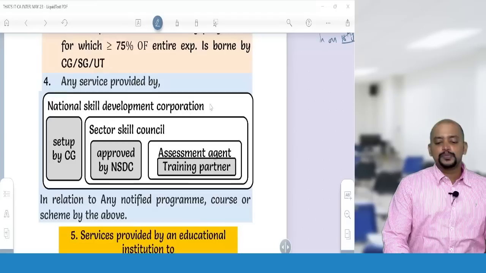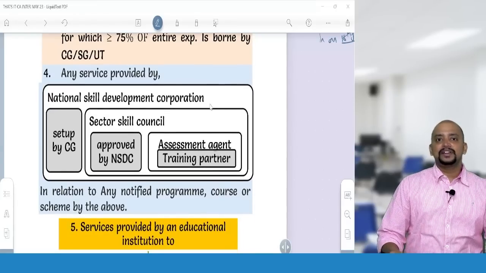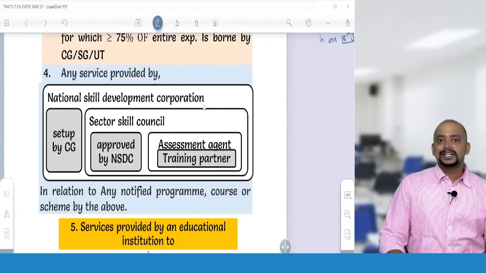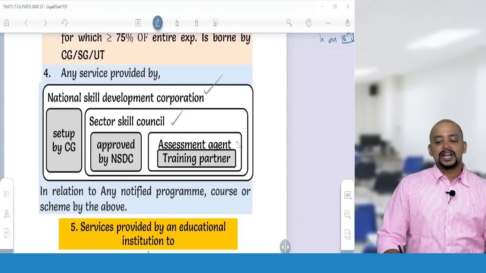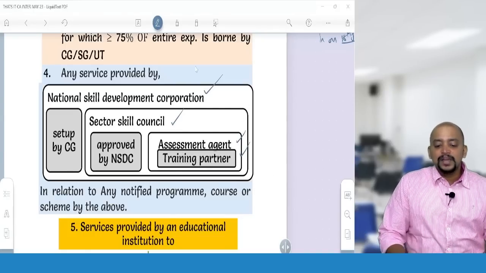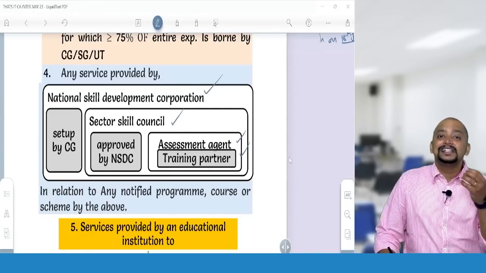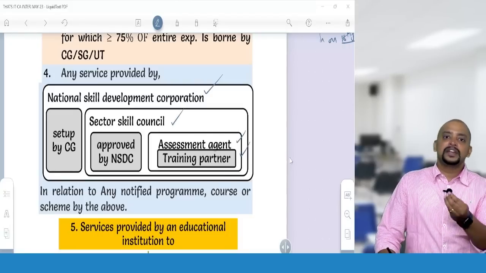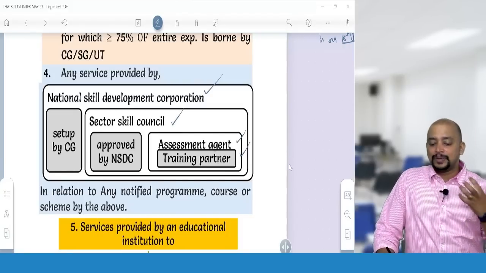Then any service provided by National Skill Development Corporation. Below the National Skill Development Corporation there are Sector Skill Councils, and below them there are assessment agents or training partners. Mainly these four will be providing skill services and skill coaching. For that, whatever money is earned will be exempted.